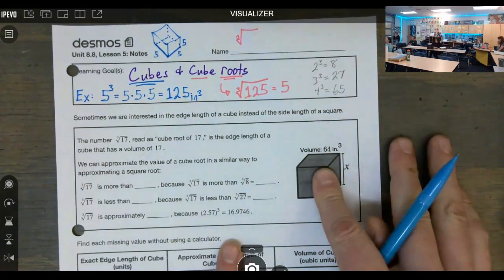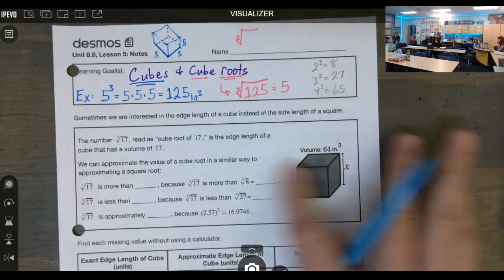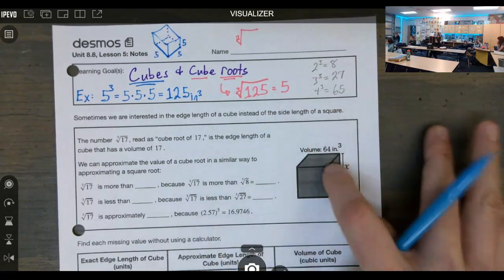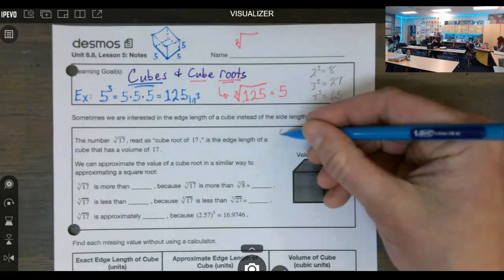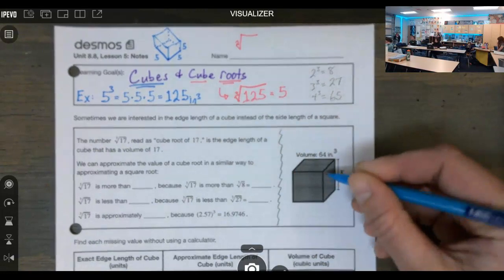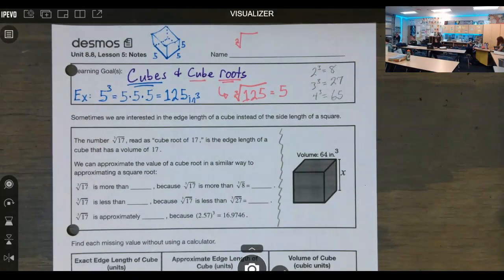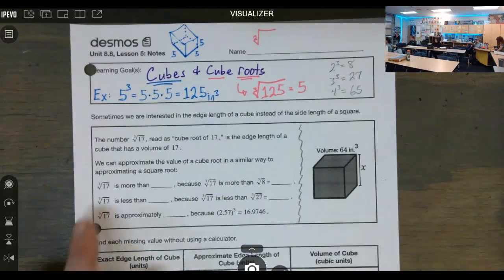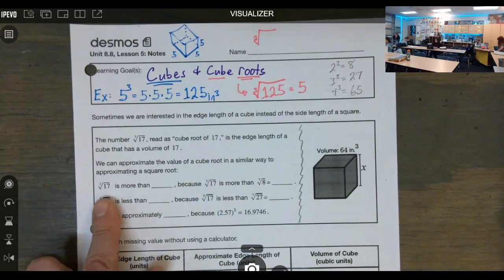So when we start looking down here at the cube root of 17, realize this is different. This is an example that is different than this. I kind of don't love that they did this. I wish they'd drawn, like, a squiggly line: this example is different from that one. Cube root of 17, we know would be more than what?